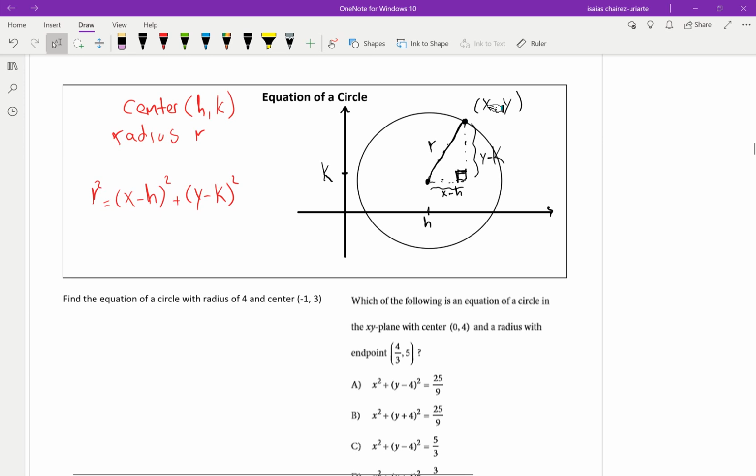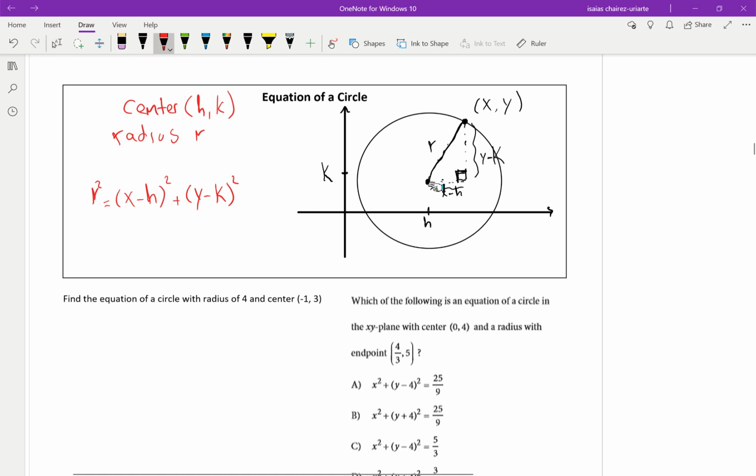Okay, and so I'm going to pick a point on the circumference. I'm going to call it x comma y. It's just any point. It has an x coordinate and a y coordinate. And notice here that we drew a little right triangle, so the Pythagorean theorem applies here. This horizontal length is going to be the difference in the x's: this x coordinate minus the x coordinate of this point. The x coordinate of this point is h. So x minus h is the length right here.